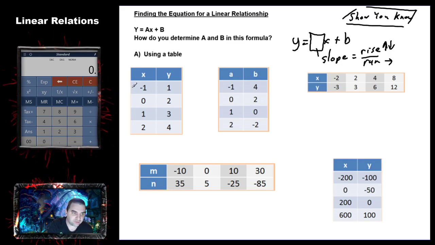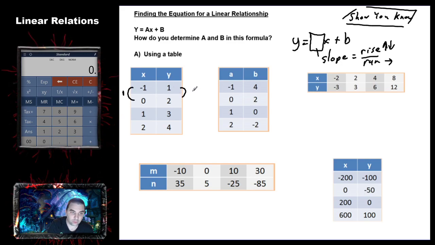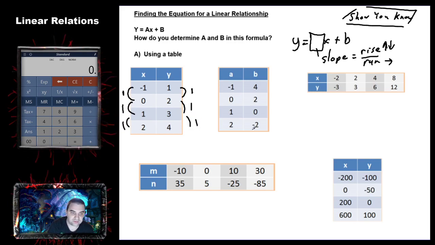X here starts at minus 1 and it goes to 0. That's a change of one step to the right. The y, for that one step to the right, goes one step up. So let's see if that continues. One step to the right, one step up, one step to the right, one step up.